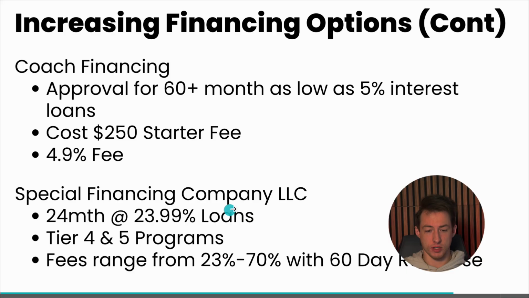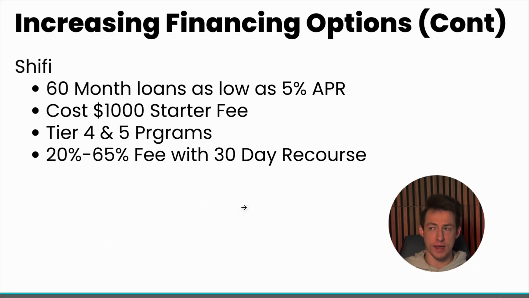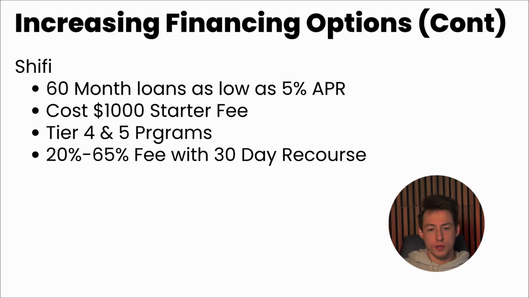SFC right here, Special Financing, didn't have an upfront fee initially, but they did have an approval process. With Shy-Fi and Special Financing, you need to be doing anywhere between $100,000 to $200,000 a month in gross revenue to be able to get approved for these.